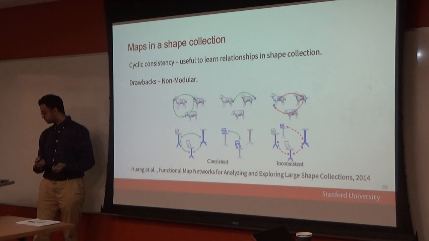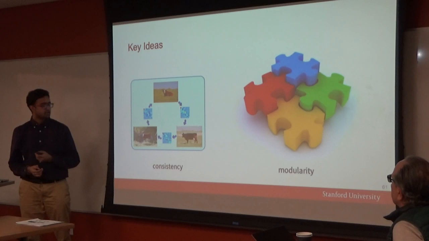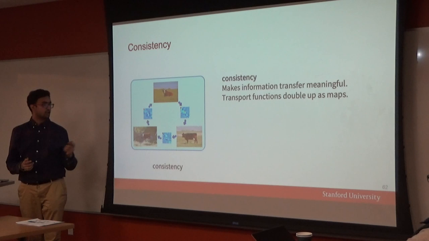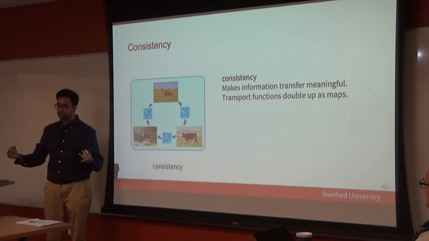So to solve these two challenges, we propose modular and consistent latent spaces over a collection of shapes and try to extend this to an entire collection. So there are two key ideas to be preserved over here: consistency and modularity. Consistency, as I already told you, is something that makes information transfer meaningful. Also, if I had a consistent setup and I had a map from shape 1 to shape 2 and a map from shape 2 to shape 3, then the map from shape 1 to shape 3 would just be the composition of these two maps. Therefore, I would have transport functions also double up as maps.